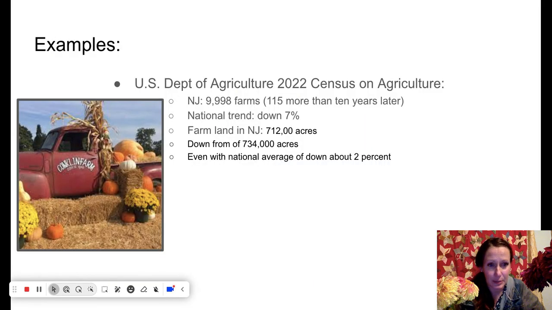I want to give some examples now. So this is data from the U.S. Department of Agriculture, 2022 census of agriculture. So we know that the regular census is every 10 years, but there are other types of census data that come out that are more specific. So for example, the U.S. Department of Agriculture runs their own census. Now, there are different types of farming.